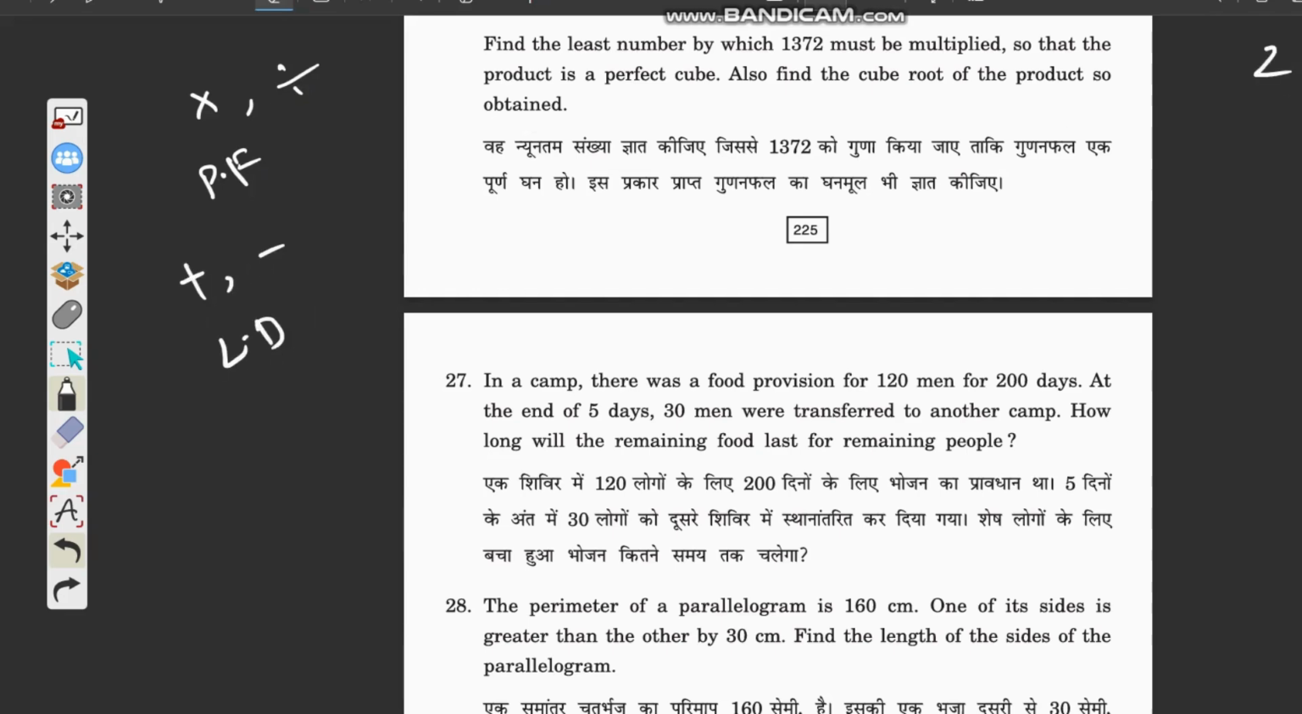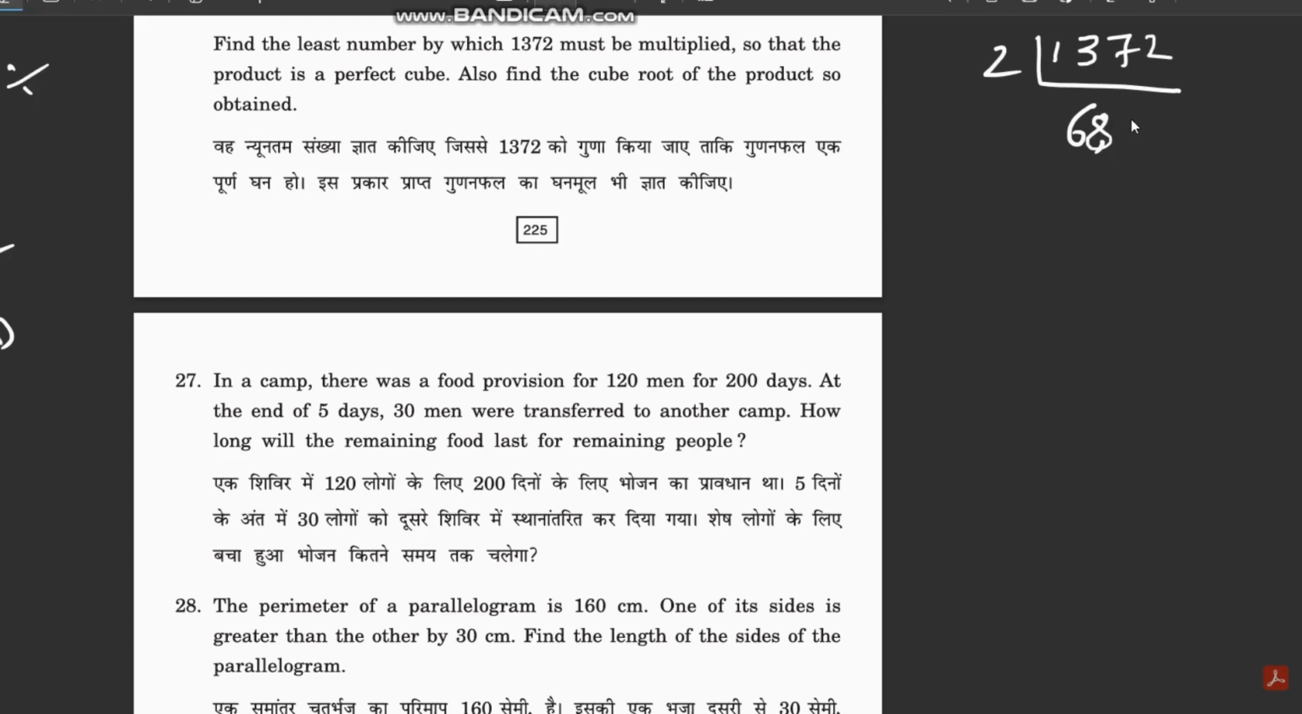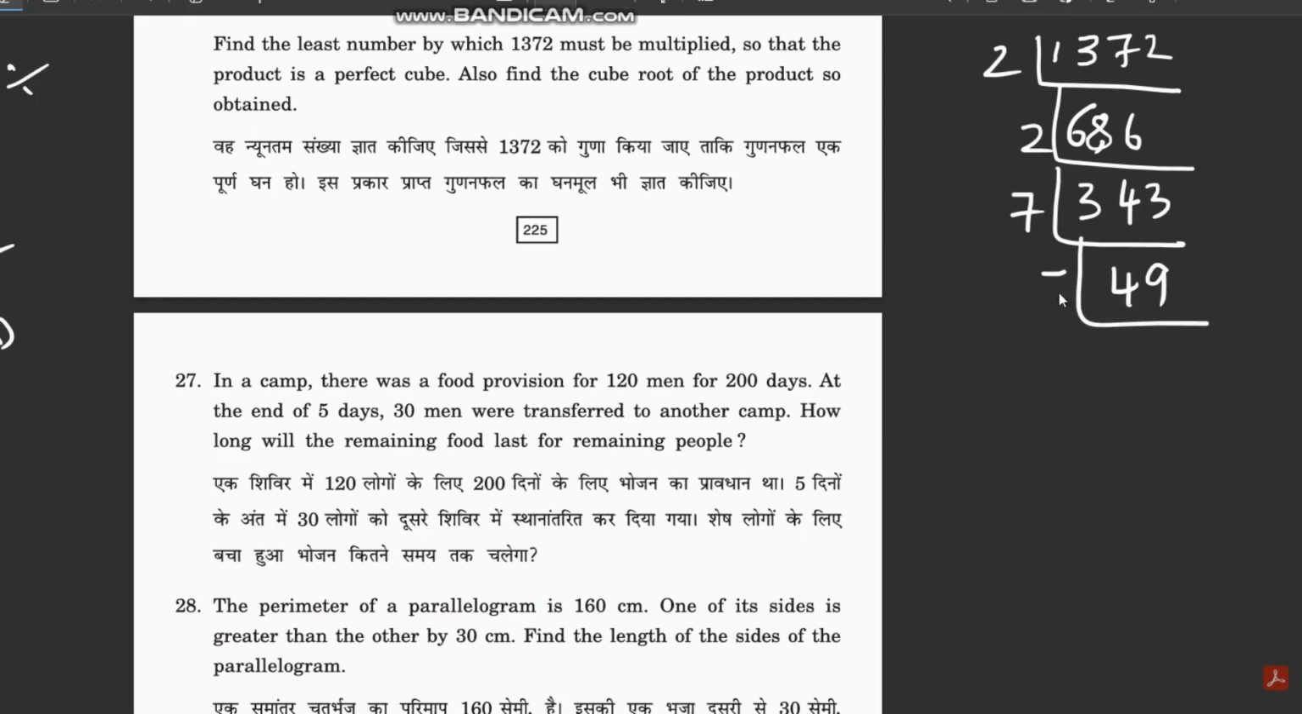So 2 sixes are 12, 2 sixes are 12, 2 eights are 16, 2 sixes are again 12. 2 threes are 6, 2 fours are 8, 2 threes are 6. It is again 7 cube. So in the prime factorization of 1372, we get 2 square into 7 cube. We need to multiply by 2 because here cube is there, so this is okay, but here 2 square only is there. We need another 2. So we should multiply 1372 by 2 to become a perfect cube.